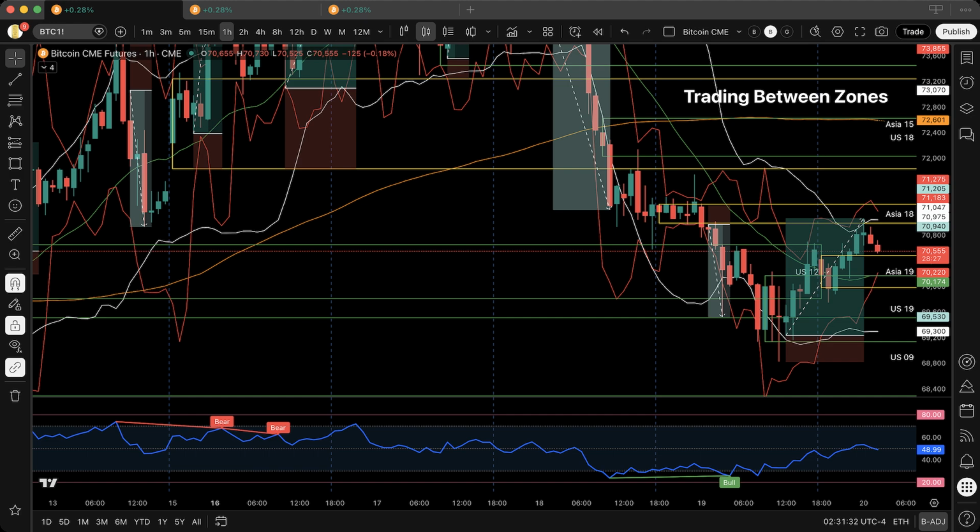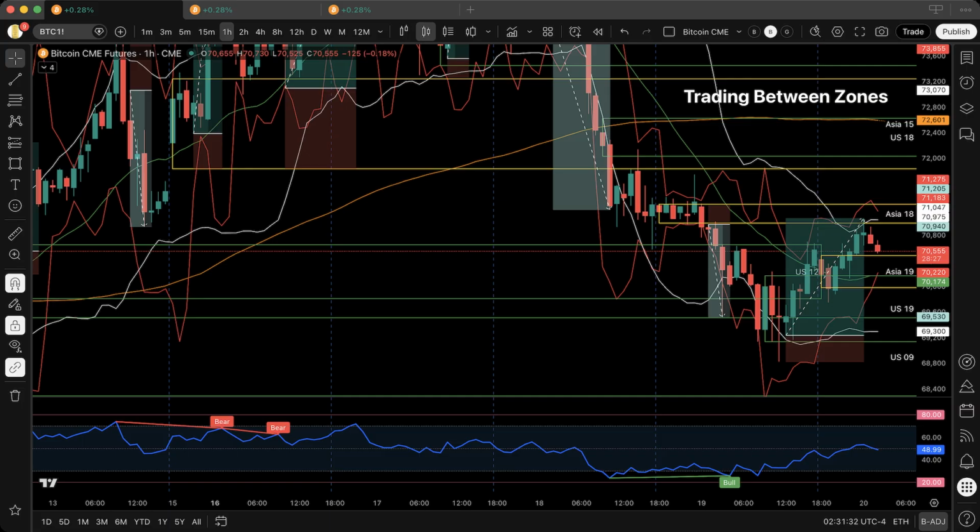Now let us bring all five axes together. Time shows overlapping sessions. Volatility shows contraction after expansion. Location shows price inside a defined range. Pressure shows a transition from downward to neutral. Liquidity shows activation only at boundaries. All five axes align to the same conclusion. This is not a trending environment. This is a negotiating environment.